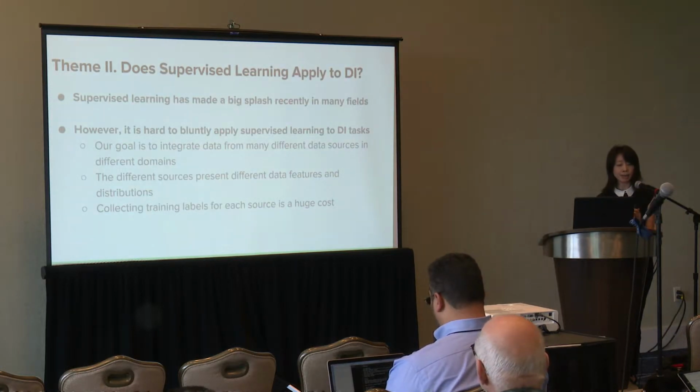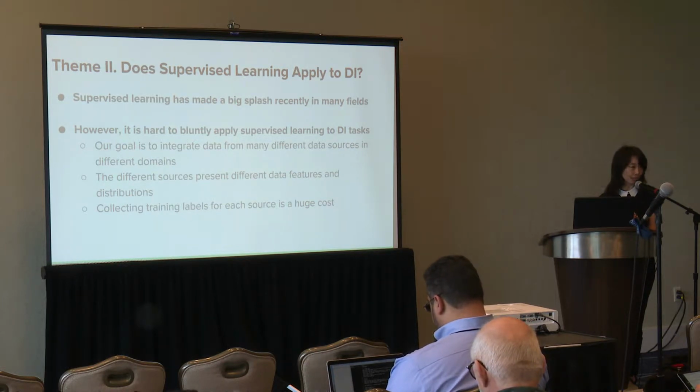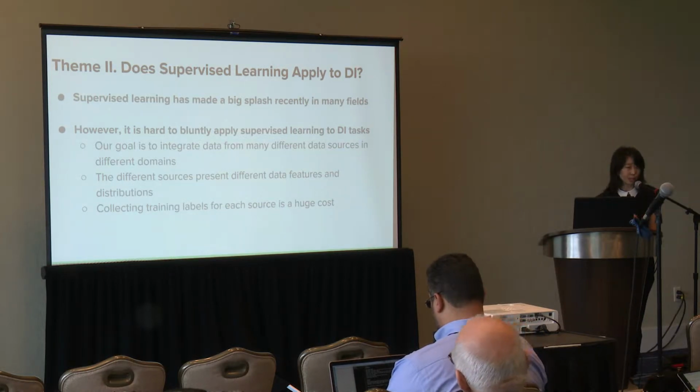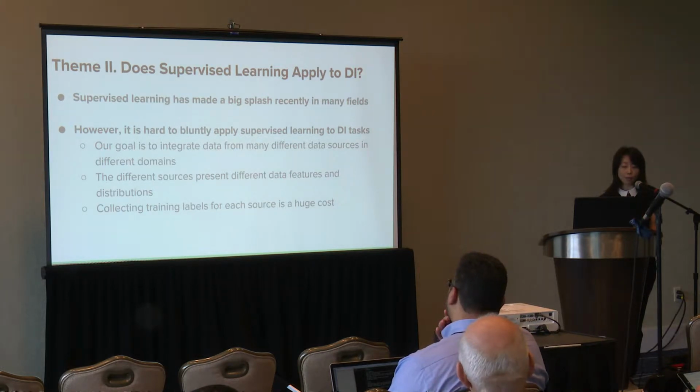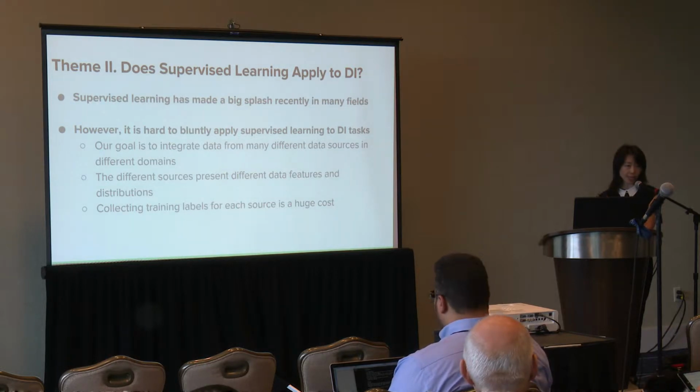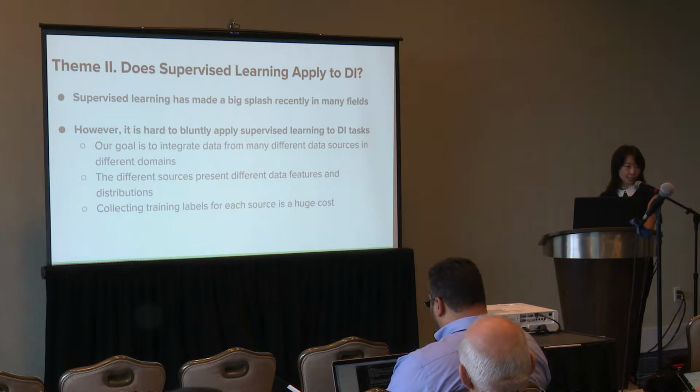The second theme is that supervised learning has made a big splash recently in many fields, and many of the new models are data hungry. However, that is very hard to blindly apply to data integration tasks. Why? Because our goal is to integrate many, many different data sources, and those data sources can have different characteristics and different data distributions. So the model we trained for one data source may not work well for another data source. But training the model for all of the data sources using a lot of training data is not scalable or even possible at all. So how can we really benefit from the recent success in supervised learning to improve data integration? This is theme 2.